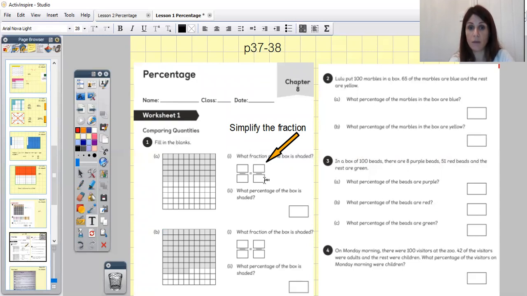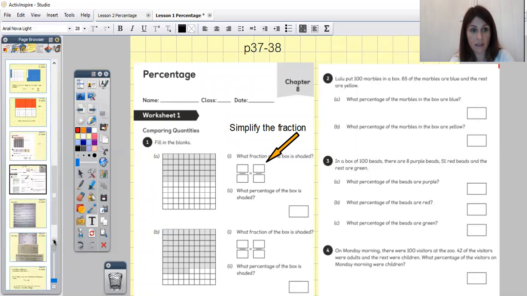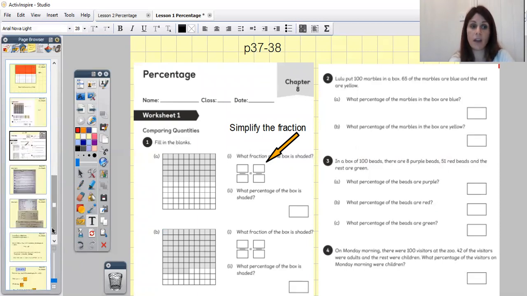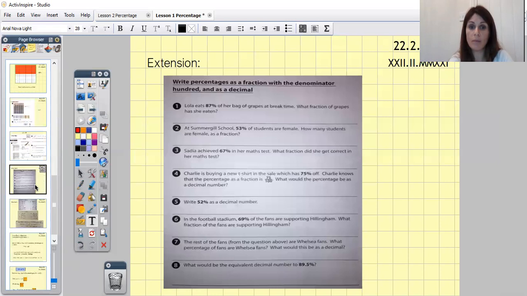This box here, we need you to simplify the fraction. So that's where you're going to put your simplified fraction. Then you've got some word problems to have a go at. If you finish that in time, then you're going to have a go at thinking about some more comparisons between fractions and percentages today.